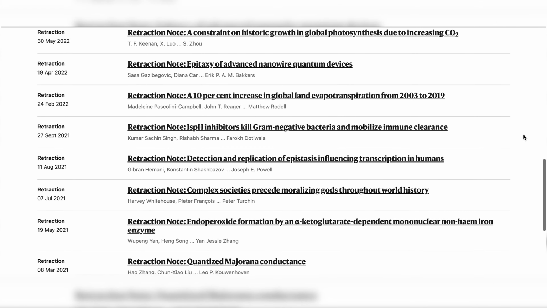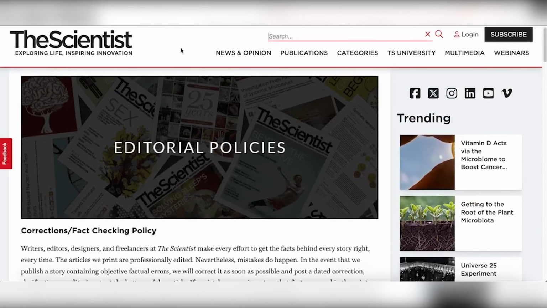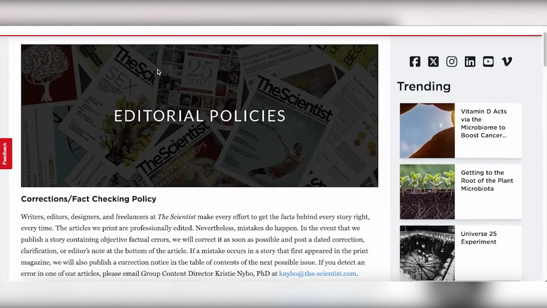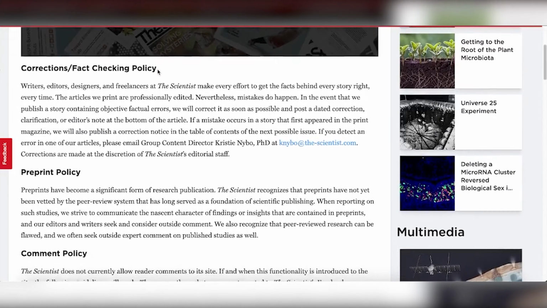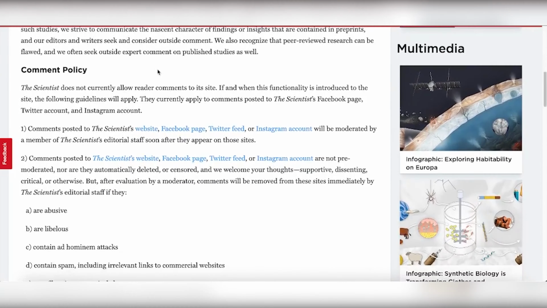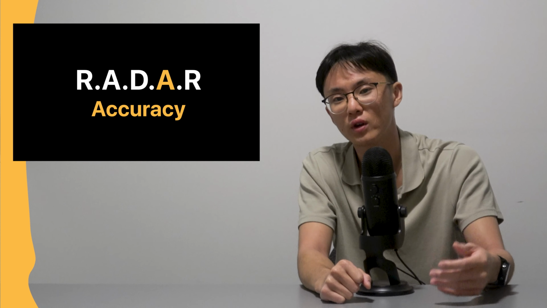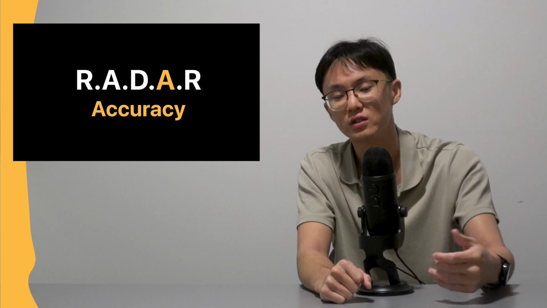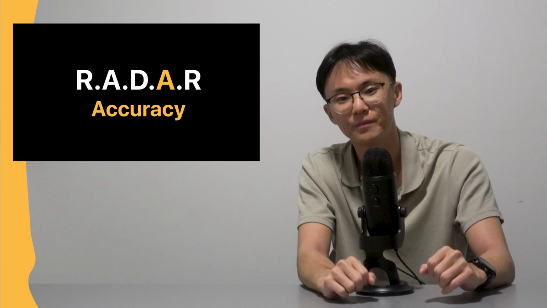Another good source for accuracy, though, could be the scientists. And this is basically a source in which they often will have updates and corrections and retractions based on any new information that might come in. So again, any organization that is able to very consistently update you on accuracy is a good one. And finally, we get to the last letter, and that is your relevance.